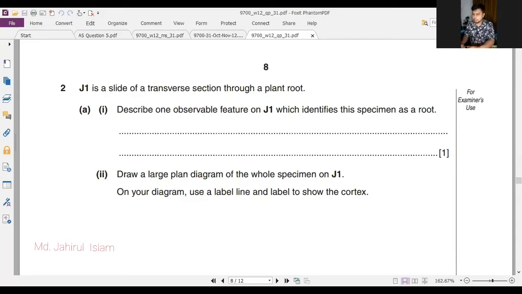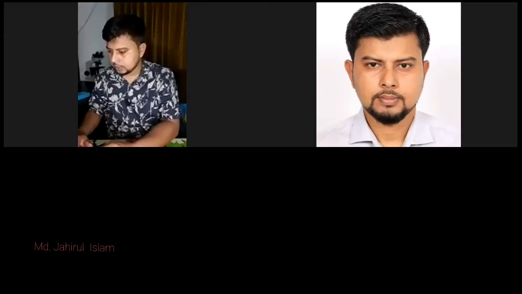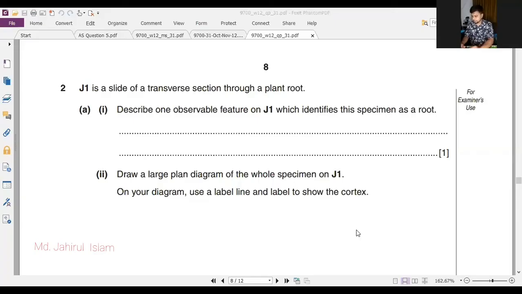Okay, so you can say this is a root. How can we identify this is the root? You can see the slide and identify that this slide is a transverse section of root. So you can identify lots of things.